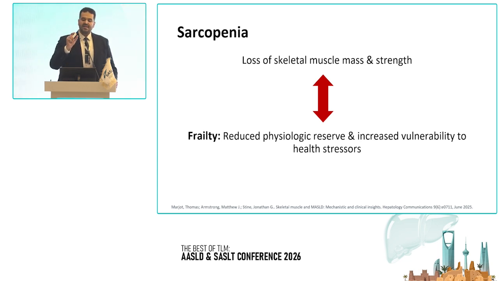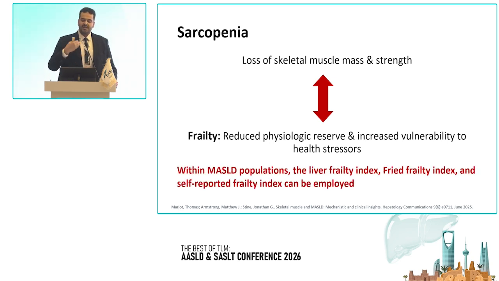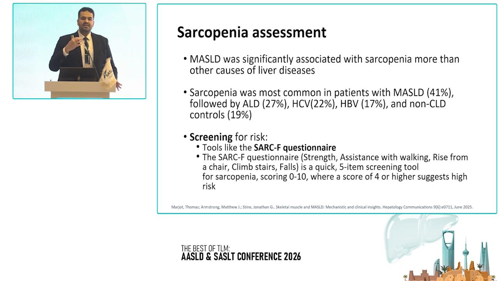Sarcopenia is a combination of loss of skeletal muscle mass and loss of skeletal muscle strength. And it can be reflected in the form of frailty, reduced physiological reserve, and increased vulnerability to health stressors. When we come to sarcopenia, we need to know that it is more common with MASLD than with any other liver comorbidity or liver disease.